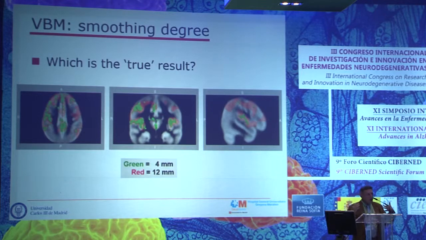So how can I know which is the good result, the red one or the green one? And actually the answer is that there's no good result. I don't know which is the good one. So I can choose whether I want to obtain large areas, as you can see in the sagittal view here. I can choose whether I want large areas or small areas, and all of them are valid results, and I probably can publish both of them.